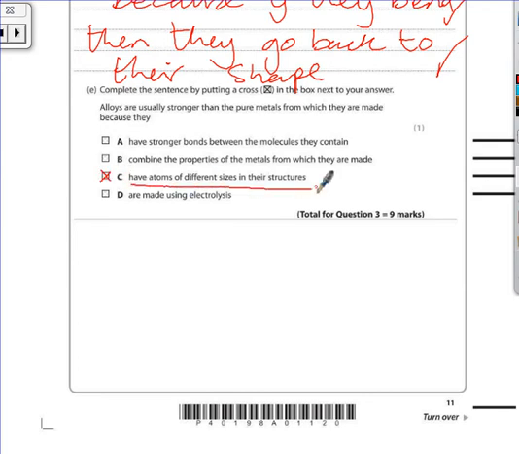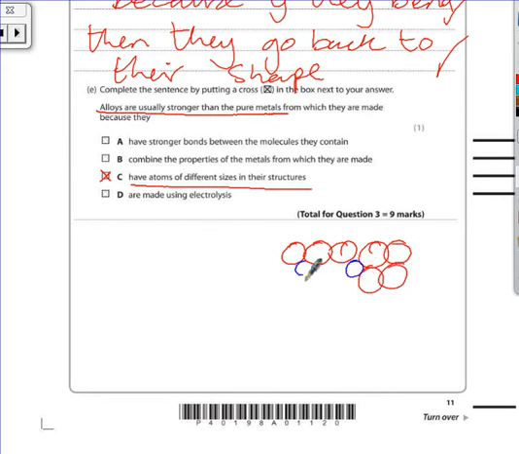Have atoms of different sizes in their structures. So alloys are usually stronger than pure metals. When you've got a pure metal, all the atoms are the same size. If we mix it with something else, then we put atoms of different sizes in, and that makes it more difficult for the red atoms here, or red particles, to slide over each other.